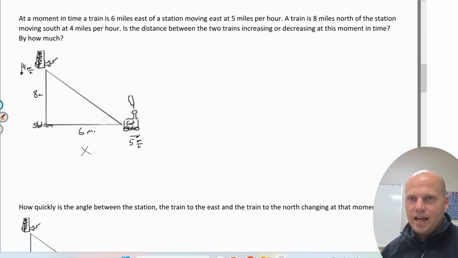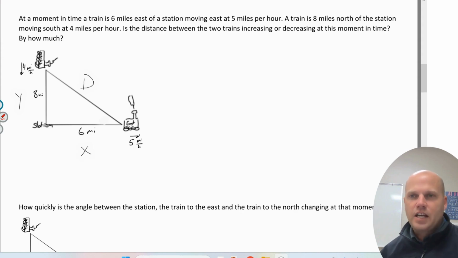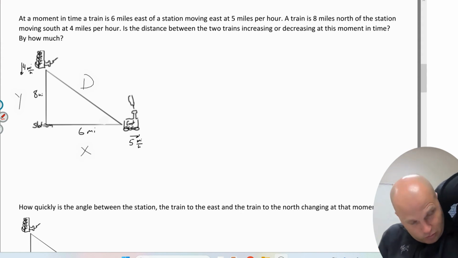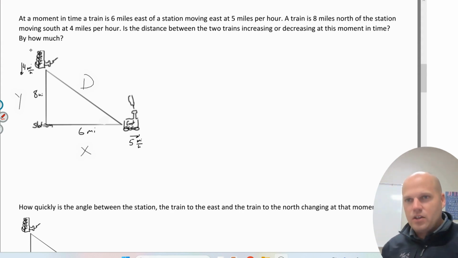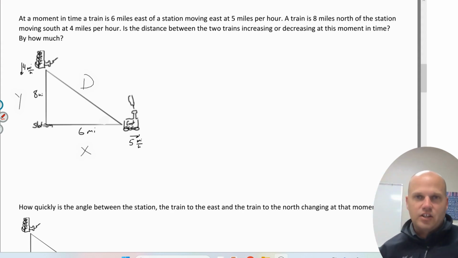We still have an x, a y, a d. We want to know how d is changing. Is the distance between the two trains increasing or decreasing? It's the same question that we had in class. It looks like since this is moving away faster than this is moving towards, that our distance is increasing, but it turns out with diagonal distances, you need the positions to take into effect.